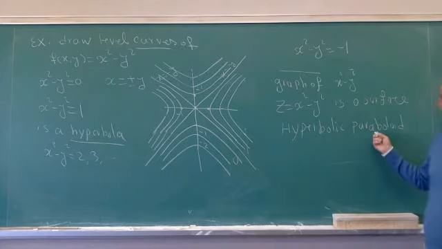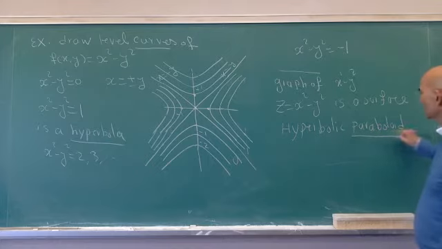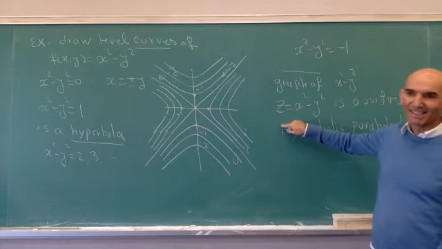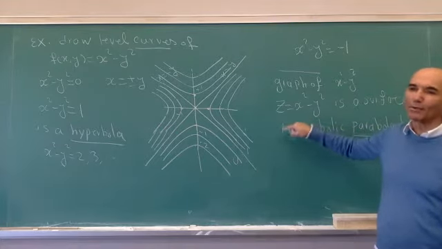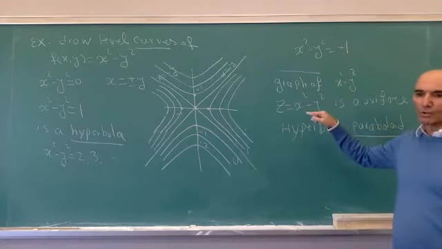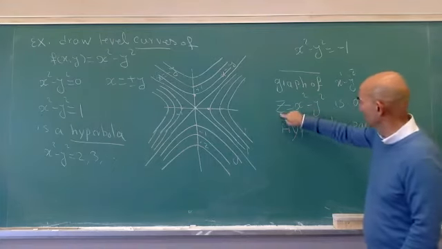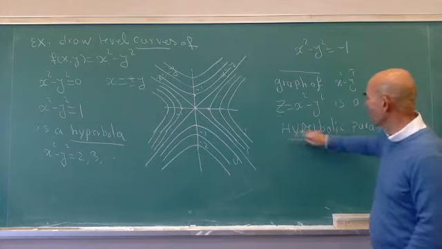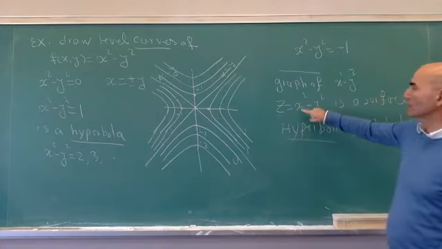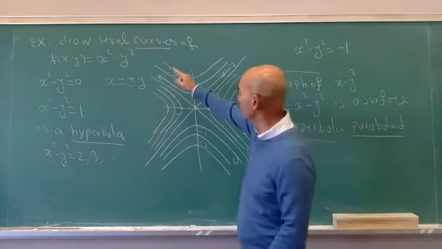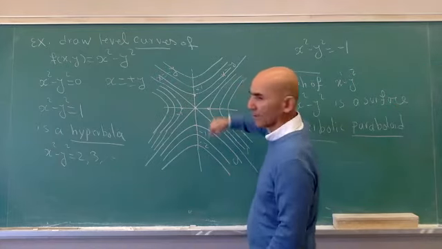Why is it a paraboloid? It's because it's degree 1 in z, right? z equal to y² or y equal to x²: one variable of degree 1, one of degree 2 gives a paraboloid. It's because of that. Why is it hyperbolic? It's because of this difference of two squares. And that's the feature that gives you these nice drawings like that.